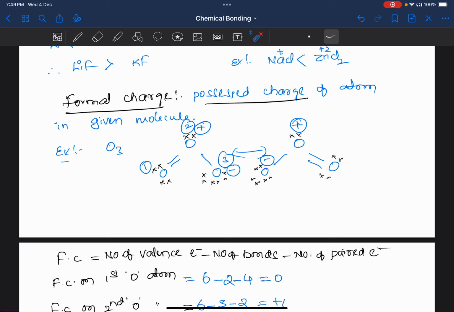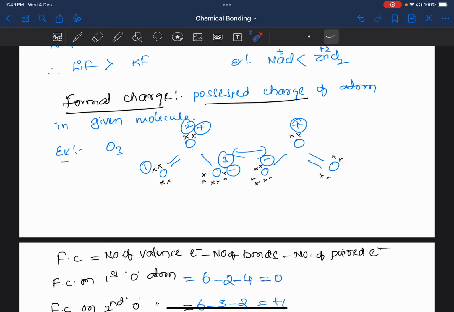When a molecule has two or more structures, those structures are called resonance structures. When a molecule has resonance structures, only then is formal charge given. For example, ozone.